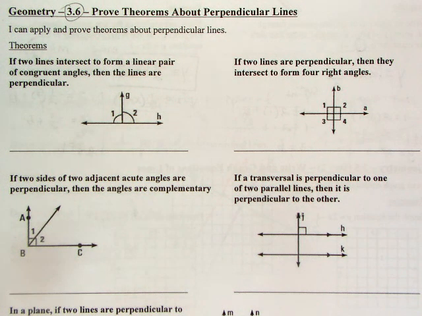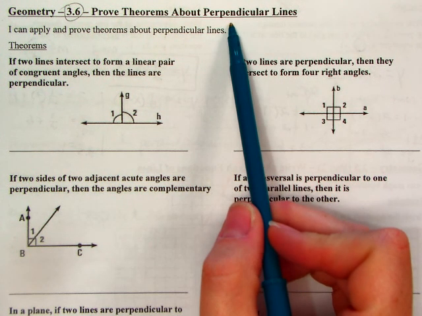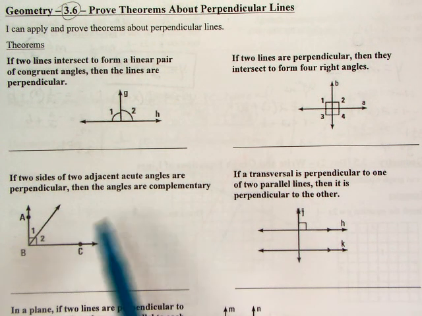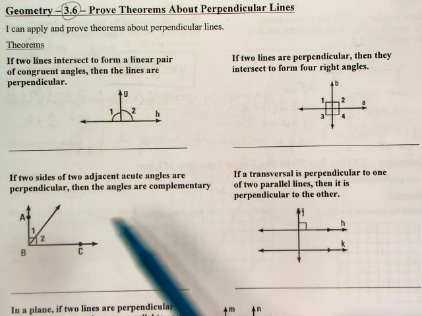This is section 3.6, and today we're going to be talking about how to prove theorems about perpendicular lines. We've done a lot lately in this chapter with parallel lines, and today we're going to focus on things that are perpendicular. So after today, you're going to be able to prove and apply theorems about perpendicular lines. We have a couple of theorems we have to talk about.